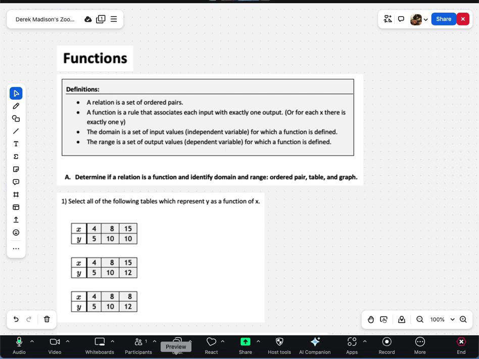Hey all, so in this video we're going to look at functions and just sort of an introductory version. We'll have another couple sections coming up where we extend this material. For this first one, some basic definitions.